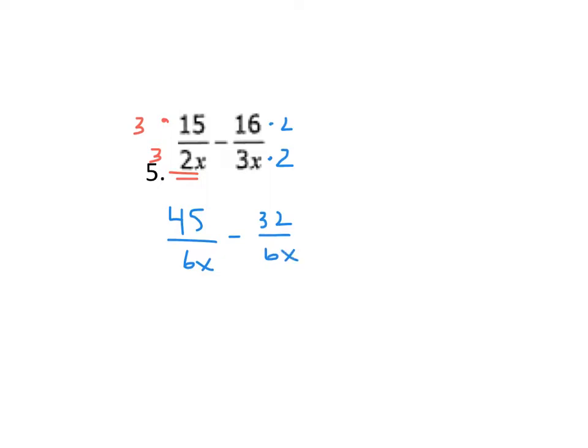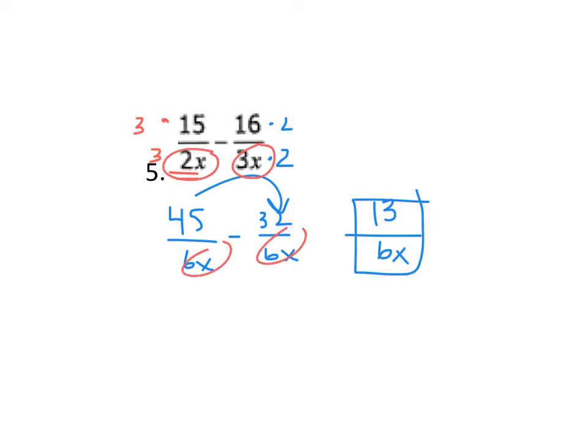So just be careful at this point. I see some students sometimes right here, they're like, oh, I can just reduce this. Don't reduce this until the very end. Okay, so you get a common denominator. Now you add or subtract, then you reduce. So this will be 45 minus 32 is 13x over 6x, or 13 over 6x. And then try to reduce. So I cannot reduce this, so this is my answer. So the restrictions are going to be x can't be 0.